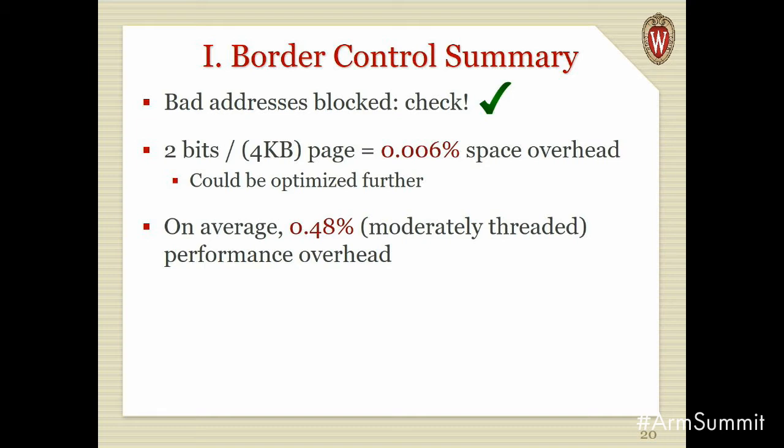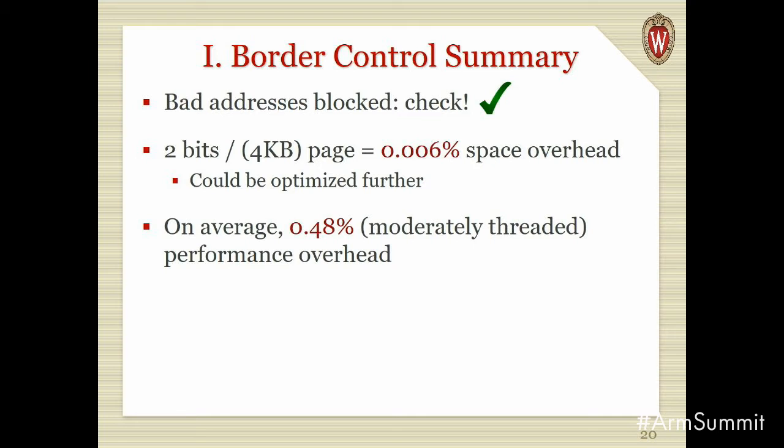We do have to check them, so we have to access the border control cache. That border control cache could miss, and so there will be some overhead on cache misses. For some simulation data, which I won't even explain what it comes from, the overheads are quite low. Okay, I'd be happy to talk to you more about the implementation and stuff offline. Okay, so that's border control.